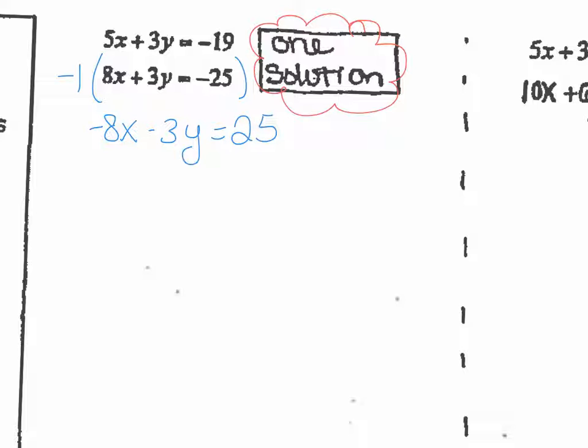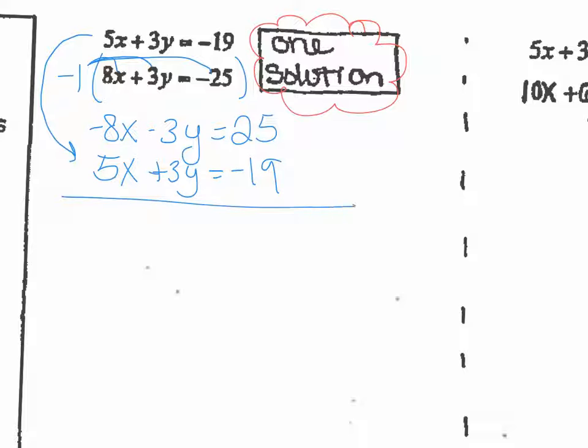Alright, and so I distributed negative 1 to each of those values, and now I'm going to bring down that first equation so that they're lined up again. So 5x plus 3y is equal to negative 19. So now let's watch what happens when we actually add these two lines together.